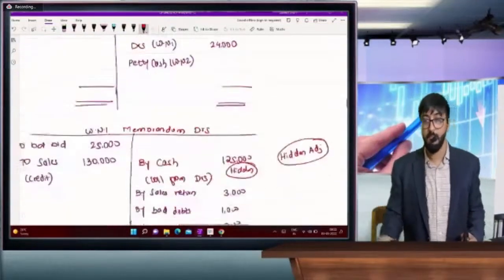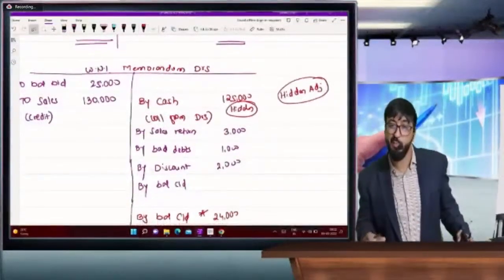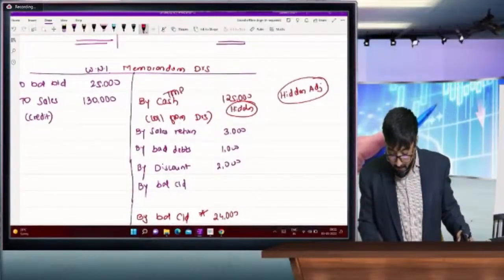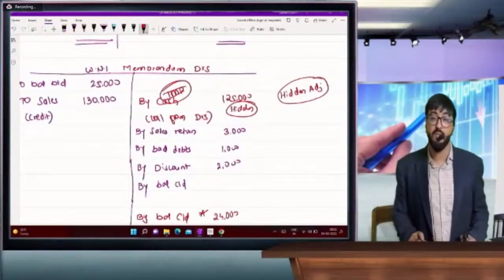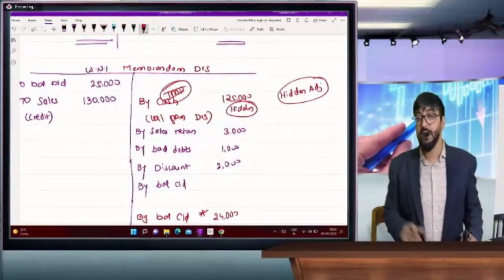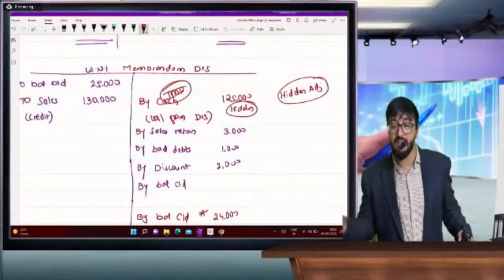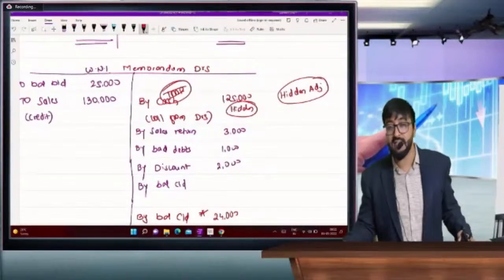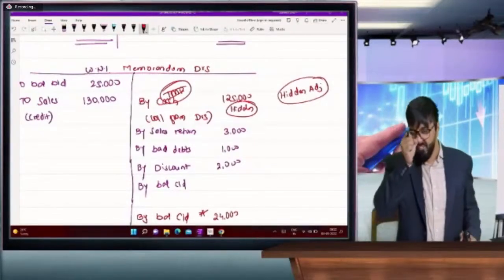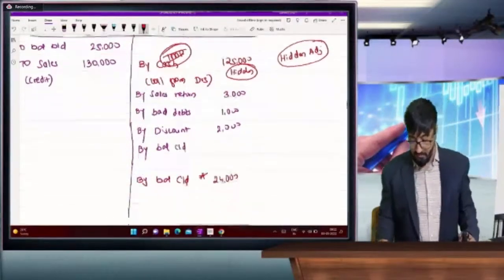Sir, collection from debtors is the only important thing. Very, very important. And how did you get this collection from debtors? Through remittance. Remittance is divided in two parts. Total remittance 1,70,000. Out of that, cash sales is 45,000, and therefore the remaining is collection from debtors.